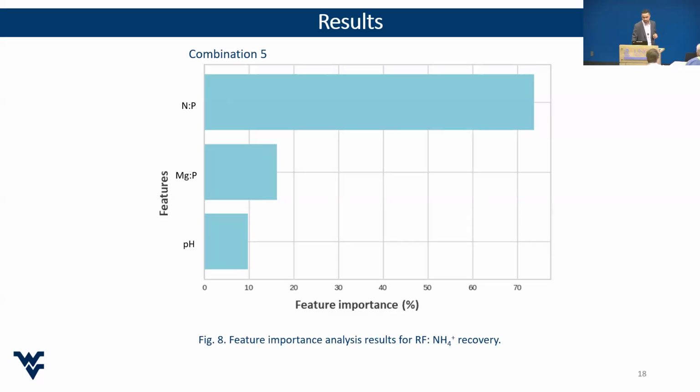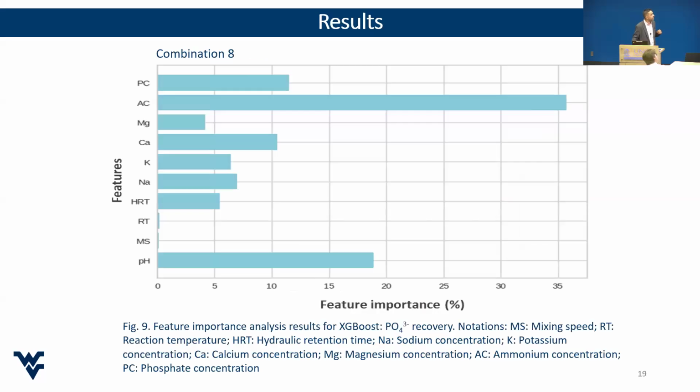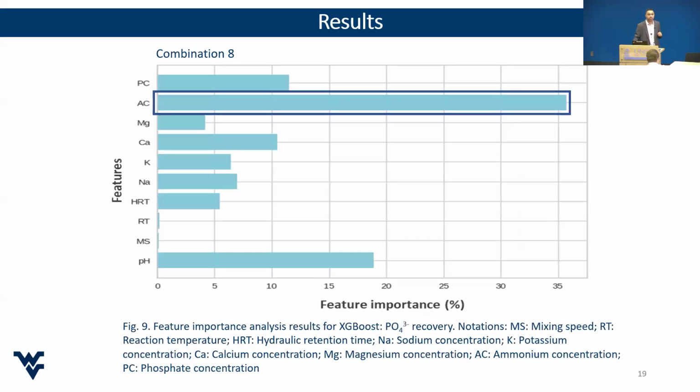I just show the feature importance analysis to predict the ammonium recovery. The molar ratio of nitrogen to phosphorus has the most contribution that influences the output, and there is less significant contribution from the molar ratio of MgB and pH. For combination 8, we can see the ammonium recovery has the highest influential impact on the prediction model, followed by the coexisting ions and pH value.